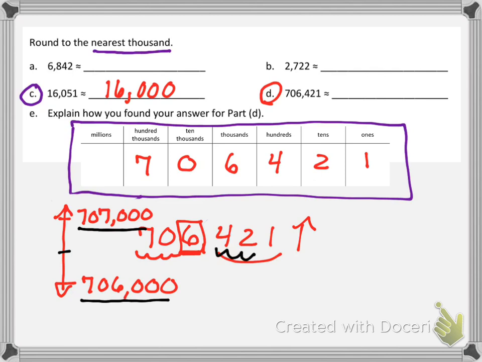Now look at the numbers next to it, the 421. We're locating that hundreds place. That is telling us where we're closer to. Remember that magic number 5. This number, 706,421, is telling us that we are closer to 706,000.